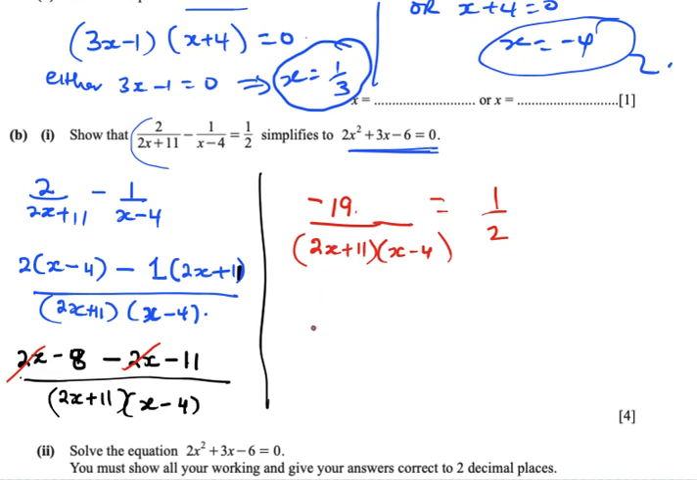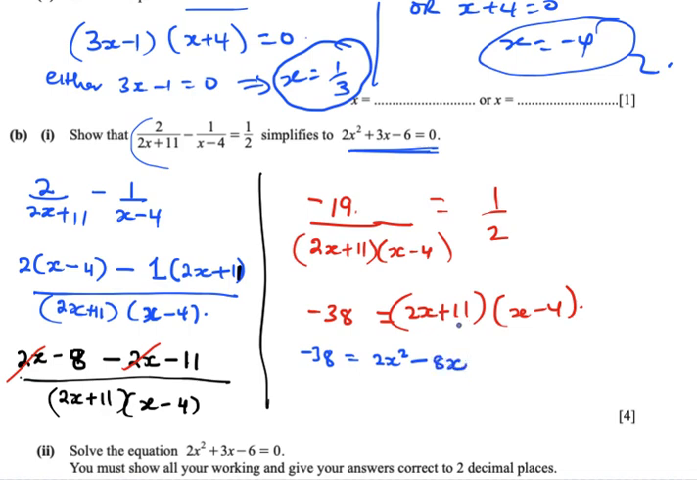So cross multiplying, negative 19 gives us negative 38 equals 1 times 2x plus 11 into x minus 4. Our next step is to open the right hand side, open the bracket. So 2x times x is 2x squared. 2x times negative 4 is negative 8x. 11 times x is 11x, and 11 times negative 4 is negative 44. We now collect like terms.